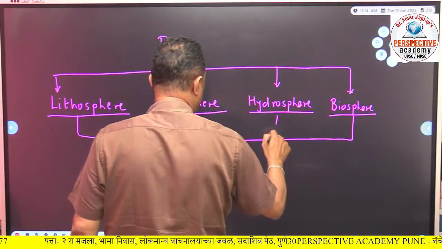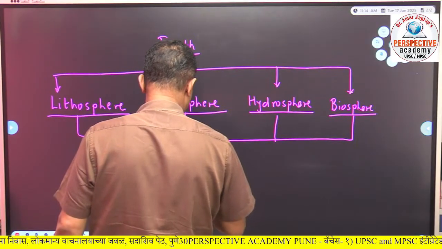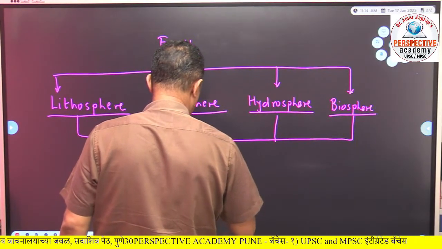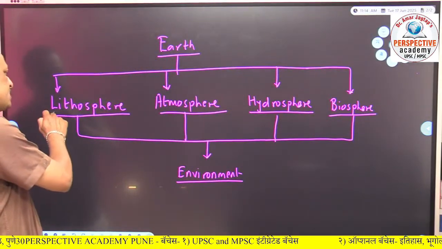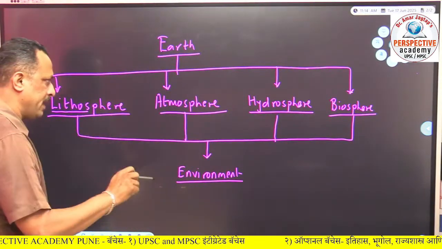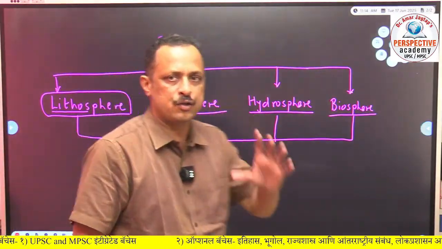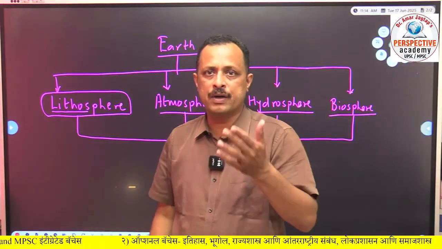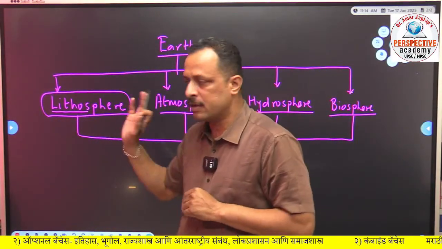All these four spheres are collectively termed as environment. Try to understand what is lithosphere. Lithos means rock, sphere means layer. It is the outermost layer of earth, that is the crust of earth. Shilavaran, Shila means rock. In Sanskrit we call rock as Shila. Shilavaran, lithosphere.